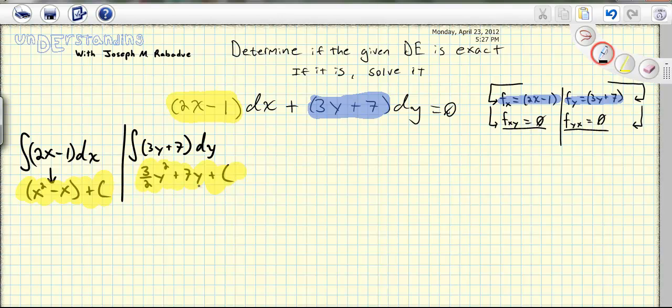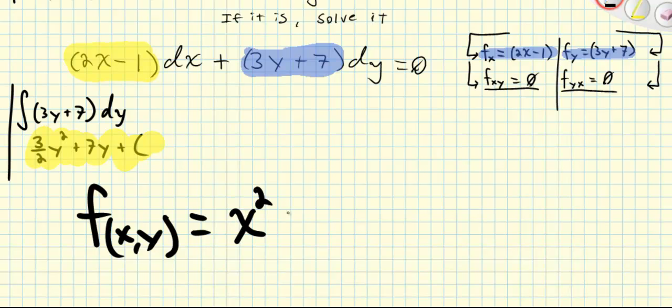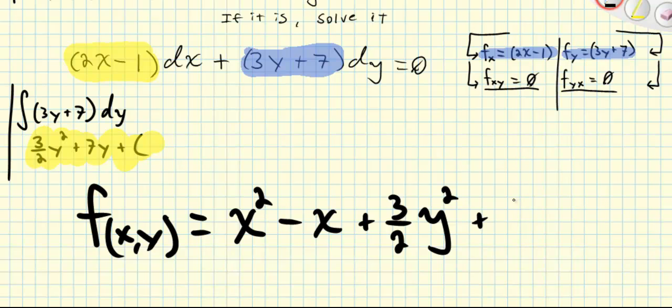None of these terms are repetitive, so we only want to keep one term. The only term that's repetitive is the plus c, and again, we're only keeping one of them. So our final answer, f of xy, the function, not those derivatives, is x squared minus x plus 3/2 y squared plus 7y plus c. Alright? And that's what we end up getting.